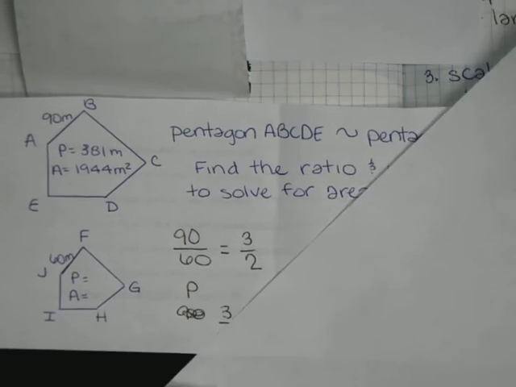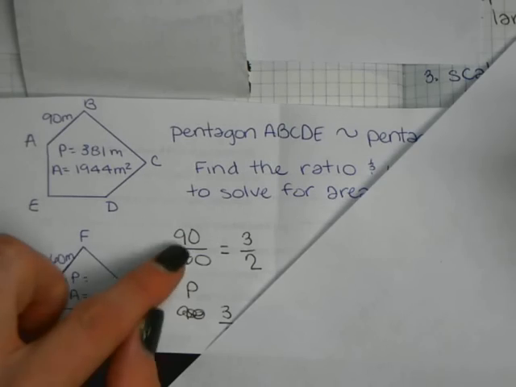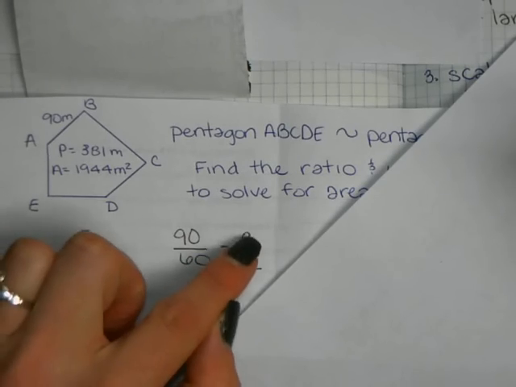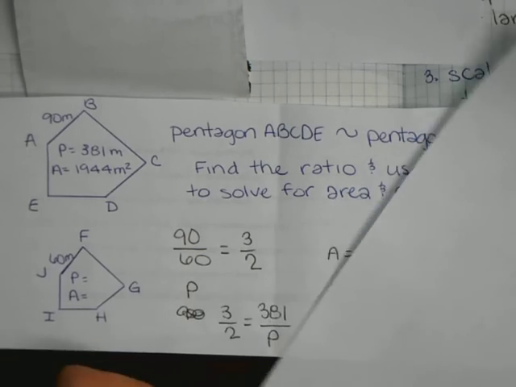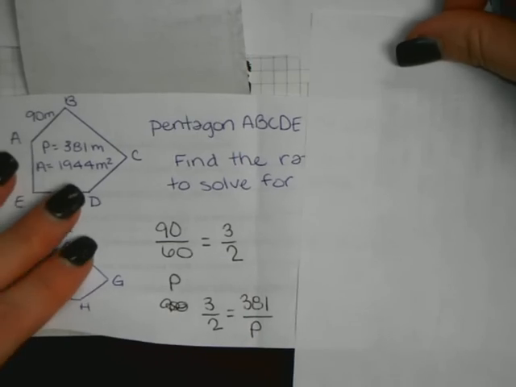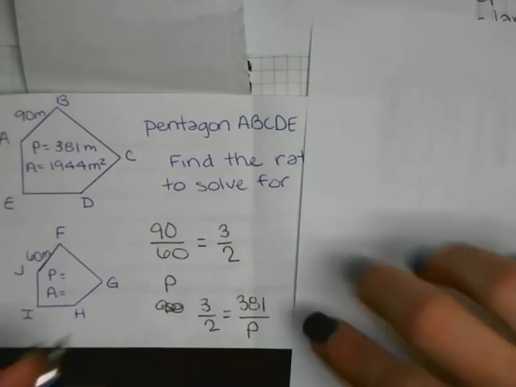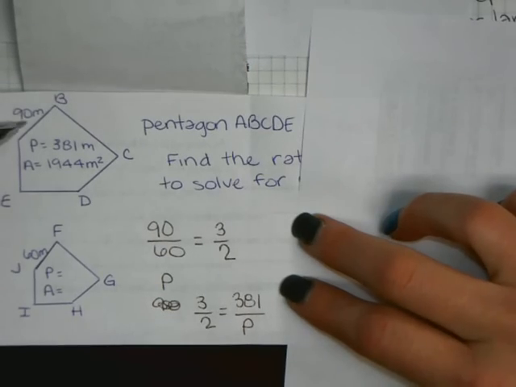So let's find the ratio first. And here's our ratio, 90 over 60. And when I reduce, I get 3/2. So let's see if we can find the perimeter first. So here we go.